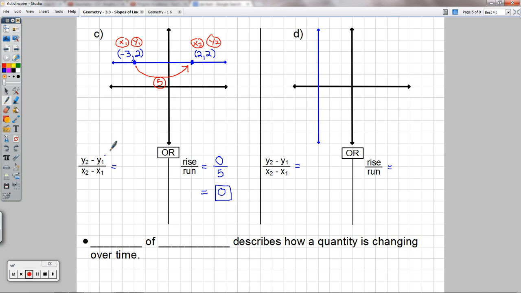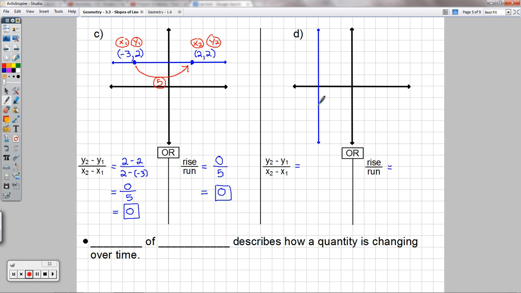In terms of y2 minus y1, let's see what we would get. With these values, you'd have 2 minus 2 over 2 minus negative 3, with the values I had there. This would become 0 over 5, which is 0. So both ways give you the same answer, as we should expect.